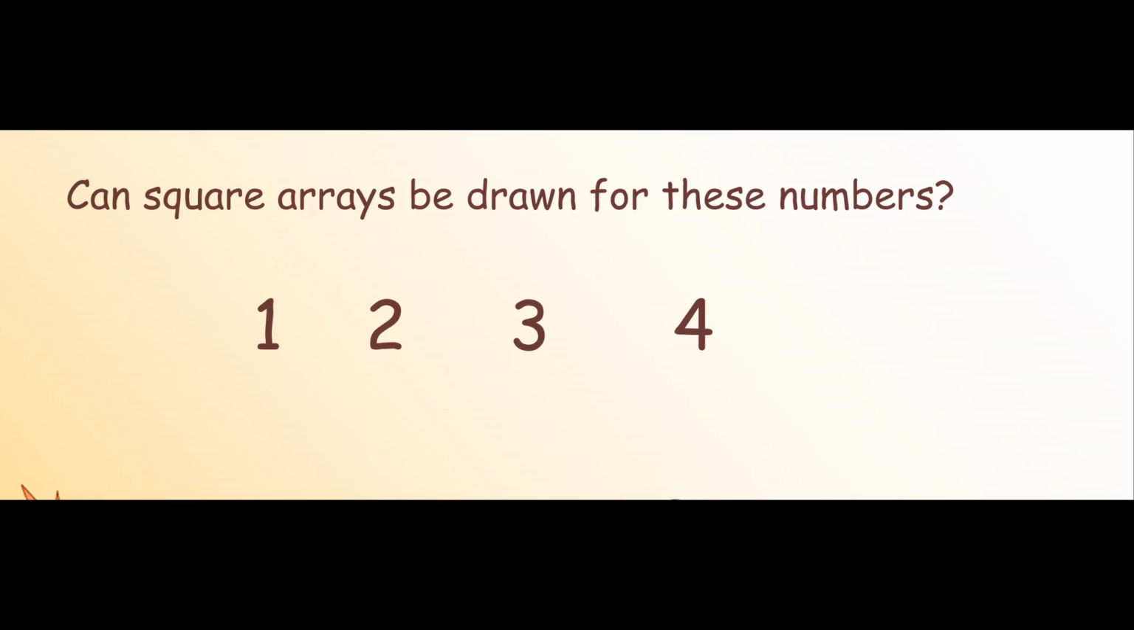Can you draw a square array for these numbers? Give it a try. So an array with a total number of 4, it has 2 rows with 2 in each row. 4 is a square number. What about 3? Well, that's not even an array because we don't have an equal number in each row. We have a row of 2 and a row of 1. So nope, not for 3.